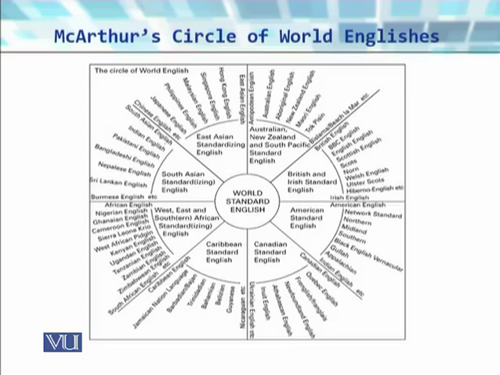So that is what these circle models represent. They represent different varieties on a cline, which means that as different sub-varieties move further from each other, they become less and less intelligible to each other, or the differences between them increase.